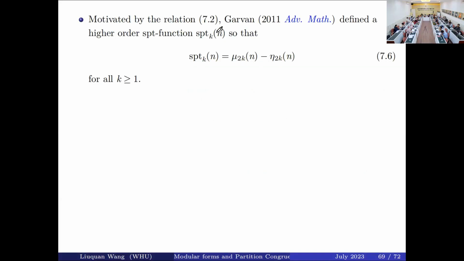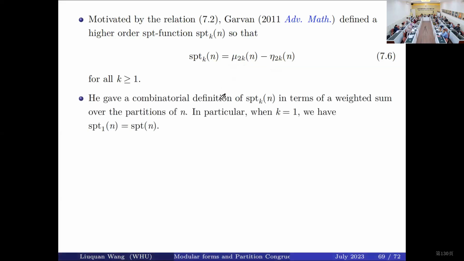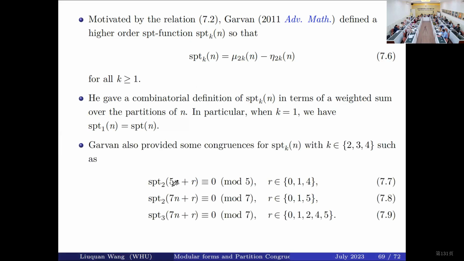And motivated by the relation, Garvan defines the higher order SPT function SPT_k(n) to be the difference of mu_2k minus eta_2k. Now, since we have already known the properties of mu_2k and eta_2k, we can get congruences for SPT_k(n) as some byproducts. Okay, and SPT_k(n) also has some nice combinatorial interpretations. For SPT_2 and SPT_3, Garvan provided some congruences modulo small powers such as modulo 5 and 7. He found such kind of congruences.